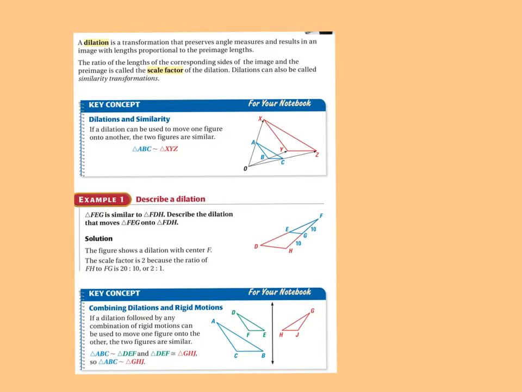But there's a dilation, which means that it changes the size of the lengths of the sides, but it keeps the angles the same. So it preserves the angle measurements, but it results in the lengths being proportional, which means you are making similar triangles, basically, or similar shapes.